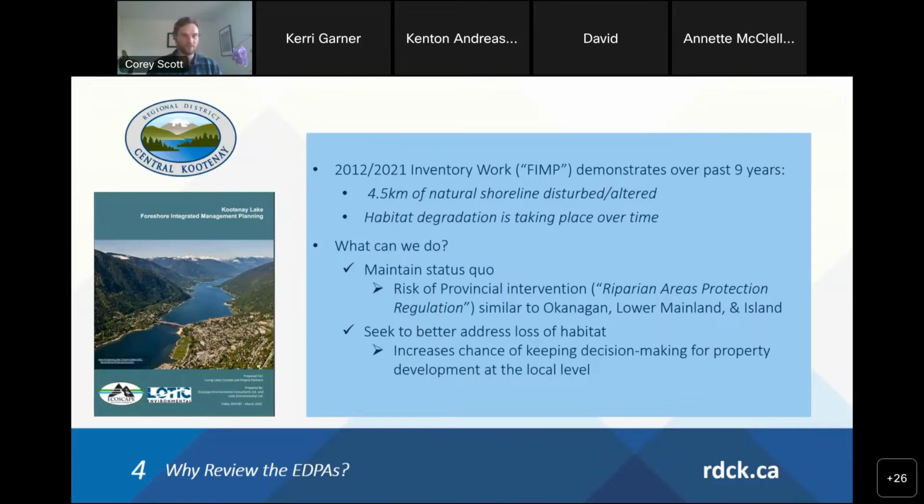Unfortunately, I don't have a crystal ball to say whether or not that would be the case. The other option is to better address the loss of habitat. If we can do that, then there's the greatest chance possible of keeping decision-making for property development at the local level, which has its benefits.